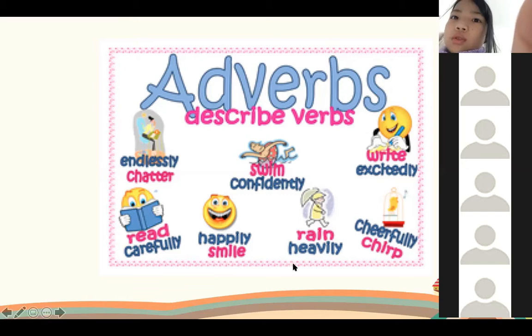Here we have happily smile. Happily is the adverb because it describes how the person is smiling. It is raining heavily. Again, heavily is the adverb as it describes how it is raining. And lastly, we have a cute little bird who is cheerfully chirping. Again, cheerfully is the adverb as it describes how the bird is chirping or tweeting, singing its song.